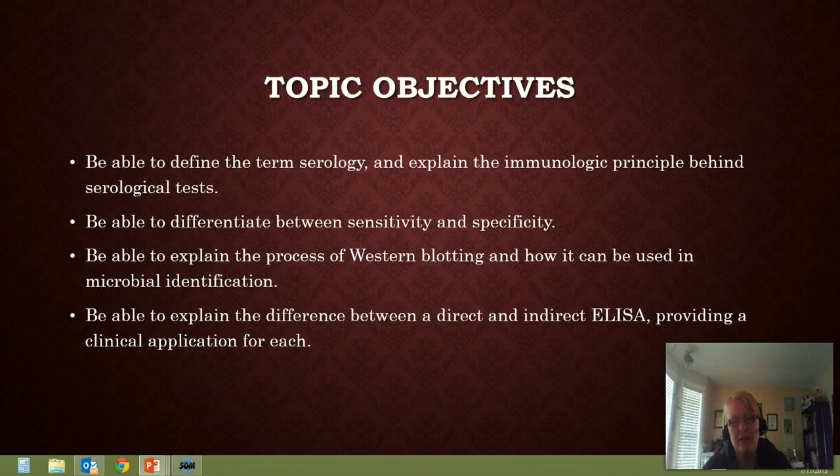Here's our topic objectives. As always, if you have any questions, please let me know. These ones you may or may not be very familiar with, so you may have a lot more questions about them. So it's totally okay. Just let me know, office hours, in class, anytime. Just let me know if you have any questions.